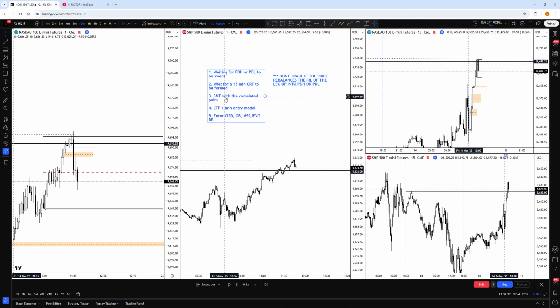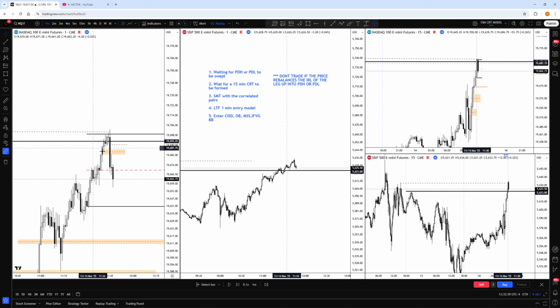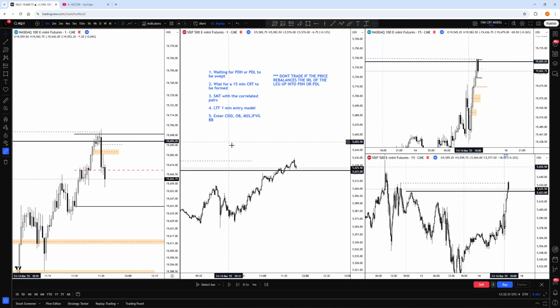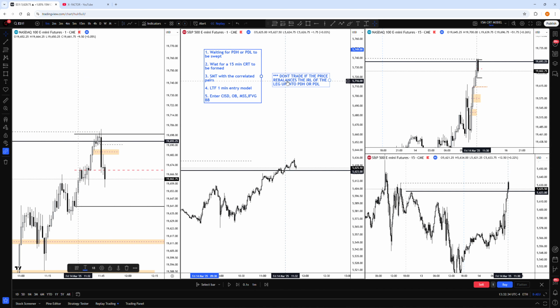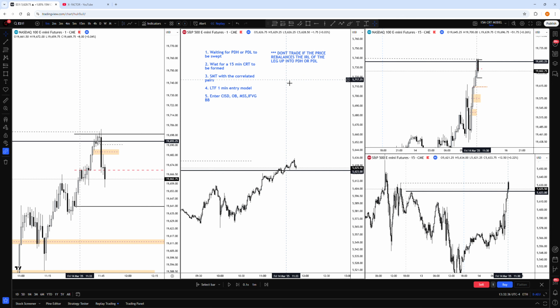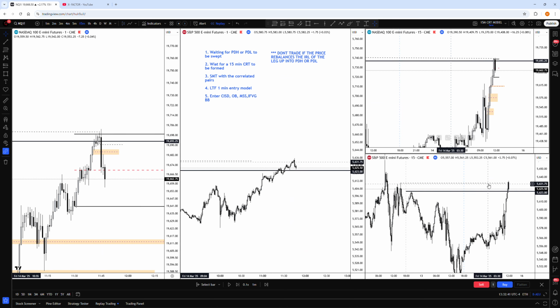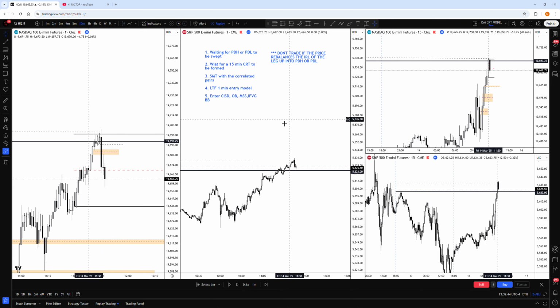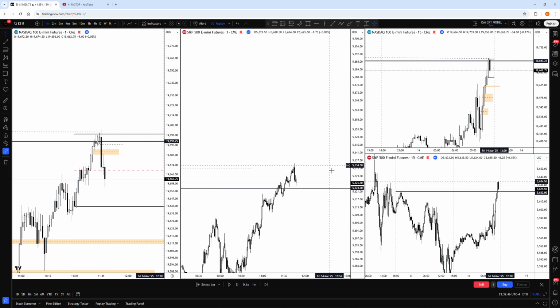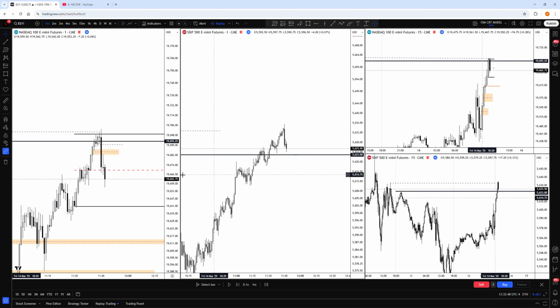Now, again, as I mentioned earlier, if there isn't an SMT, you could still take it. That's up to you and your risk tolerance. I do love to see SMTs because it just adds more confluence and the win rate is much higher. And that goes for most models with the SMTs. So let's take a look here on the 1 minute and we will continue to watch price action.